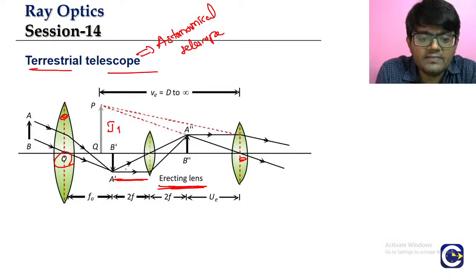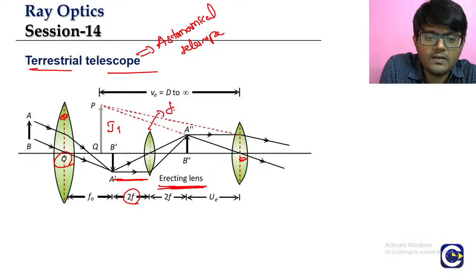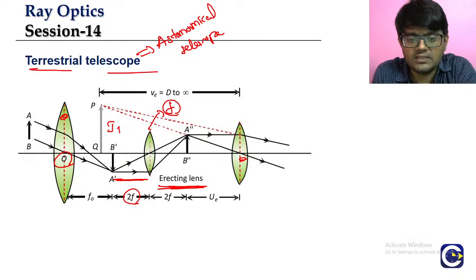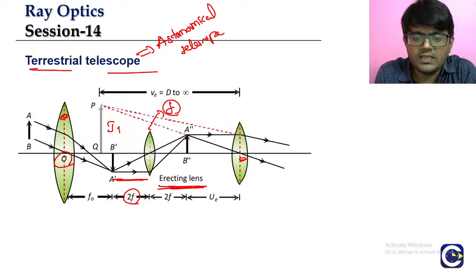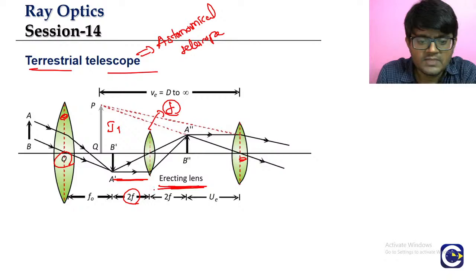The I1 will be at 2f. If f is the focal length of the erecting lens, I1 will be formed at what? 2f. And this I1 is now the object for this erecting lens, right? It will form an image I2.